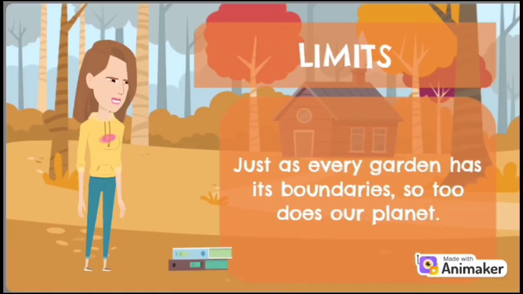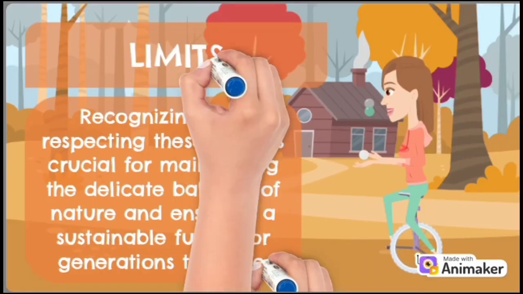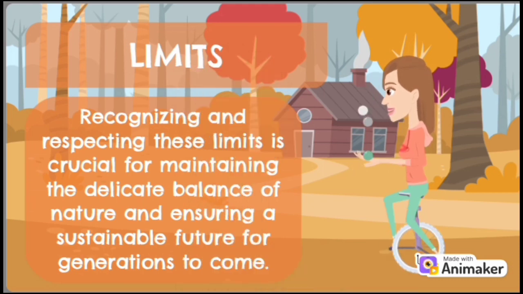The sixth is limits. Just as every garden has its boundaries, so too does our planet. Recognizing and respecting these limits is crucial for maintaining the delicate balance of nature and ensuring a sustainable future for generations to come.